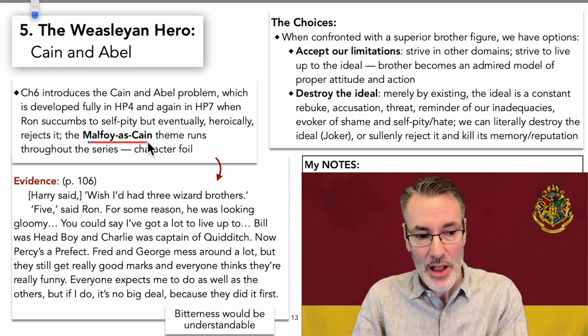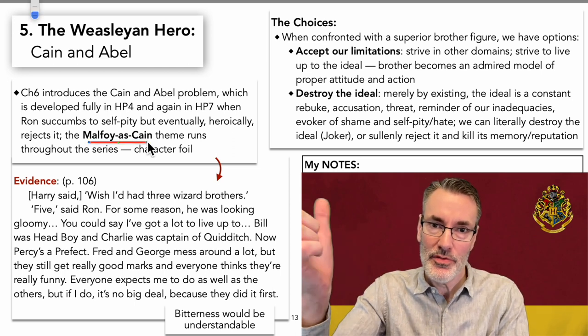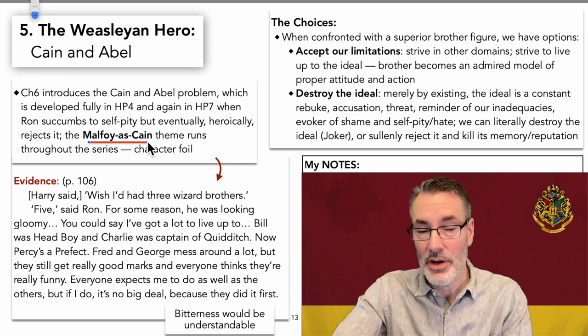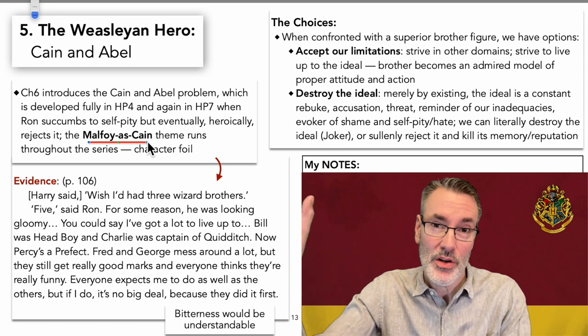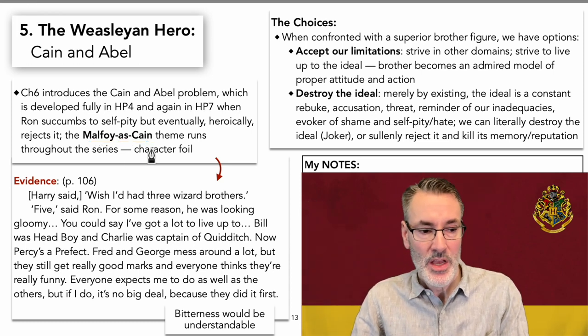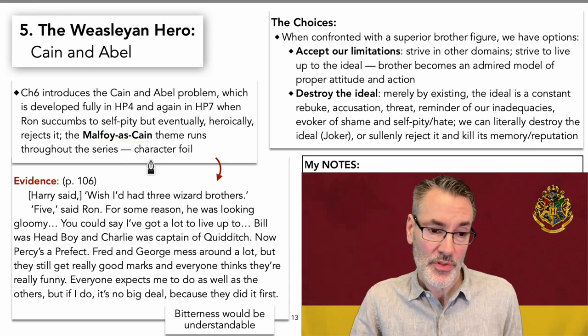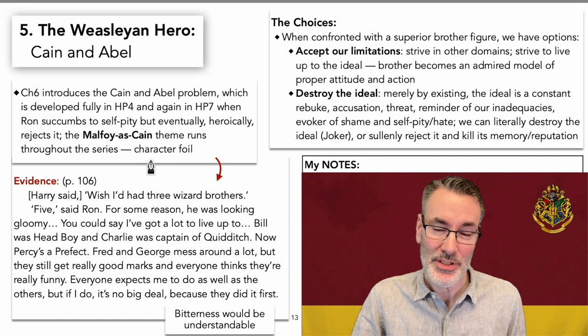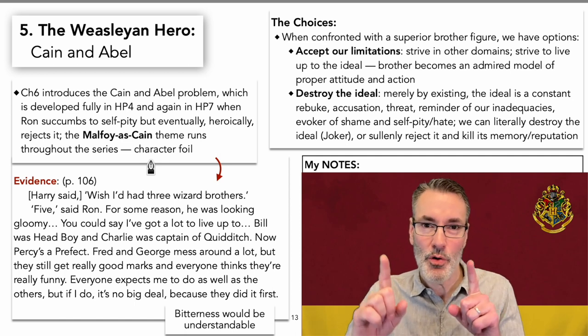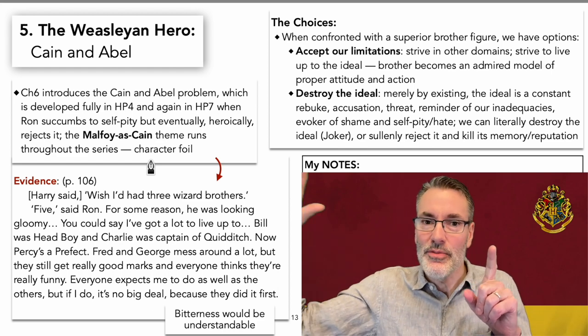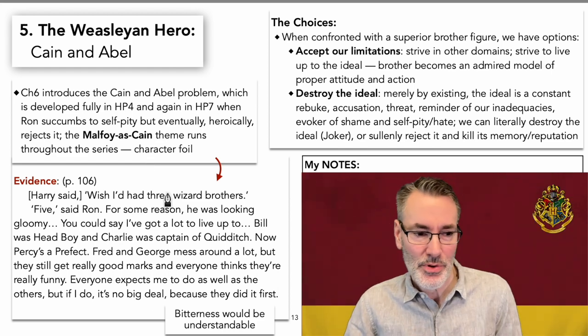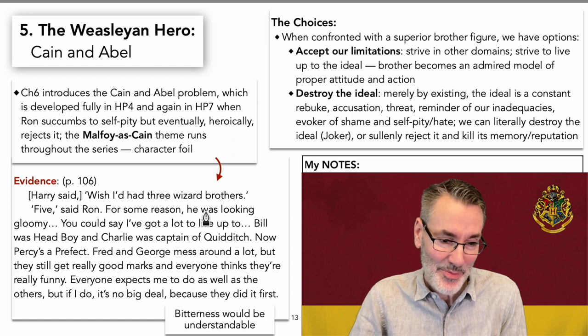Malfoy doesn't. Malfoy as Cain. Malfoy is a character foil for Harry and for everybody else, and for Ron, Malfoy does what Ron doesn't do, do you see? So the Malfoy as Cain theme runs throughout the entire series. The entire series is Malfoy failing to become the Weasleyan hero until the very end. Yes, he's a beautiful character too, but we'll get to that when we get to the last book.